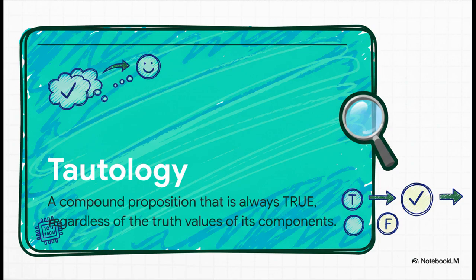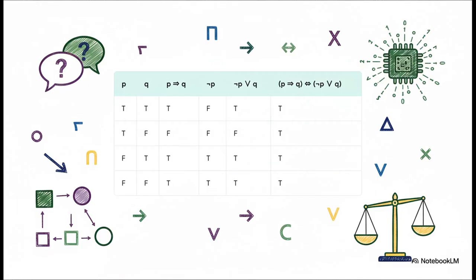This is it. This is the pinnacle of our quest. A tautology is a statement that is structurally perfect. No matter what you plug into it, true, false, whatever, the final result will always come out as true. It's a perfect logical truth. And this, right here, is the proof.